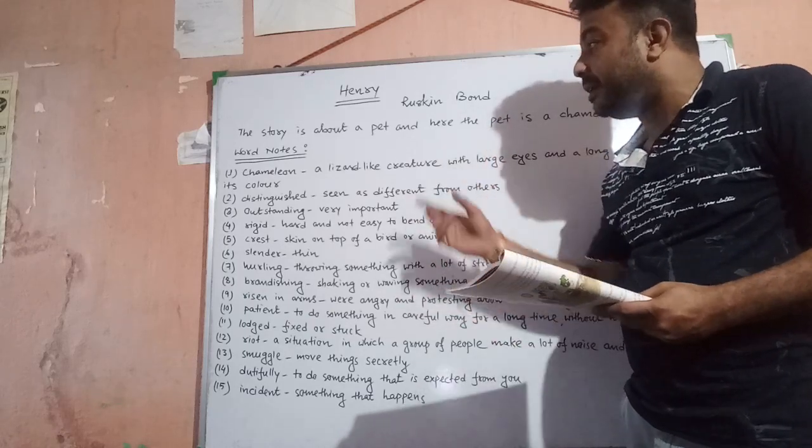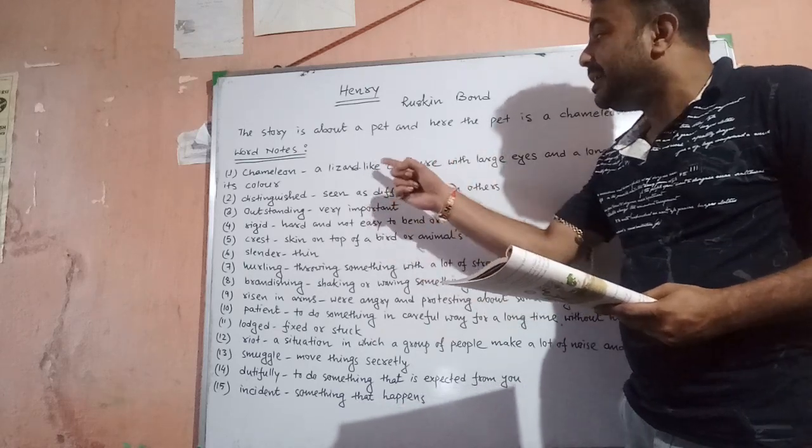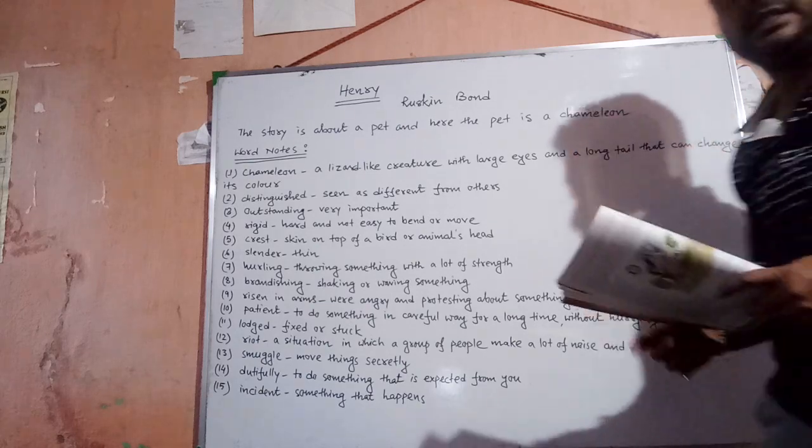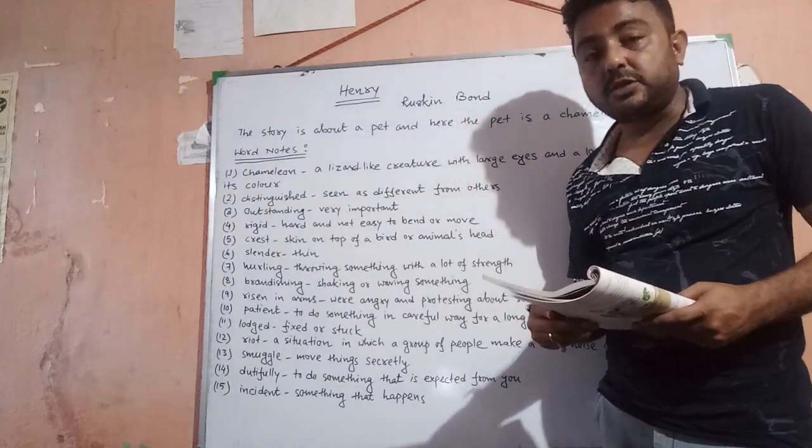So chameleon. What is a chameleon? A lizard-like creature with large eyes and a long tail that can change its color. So let's start.